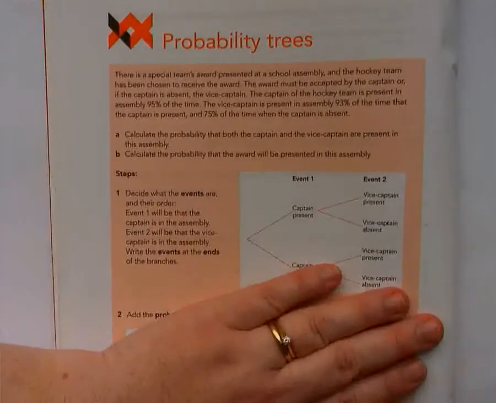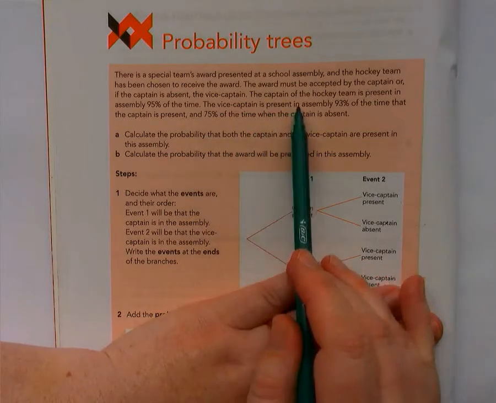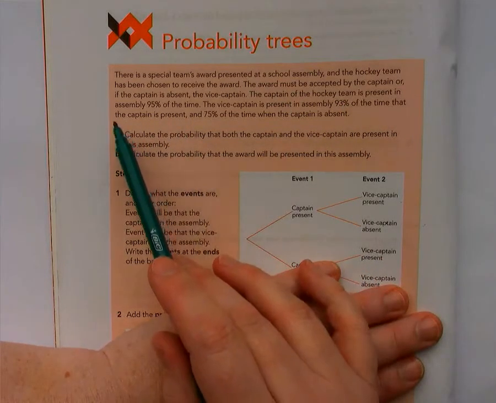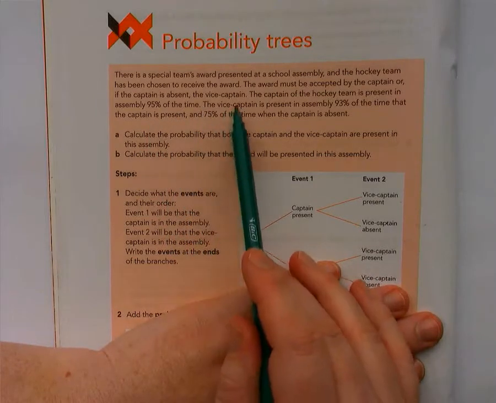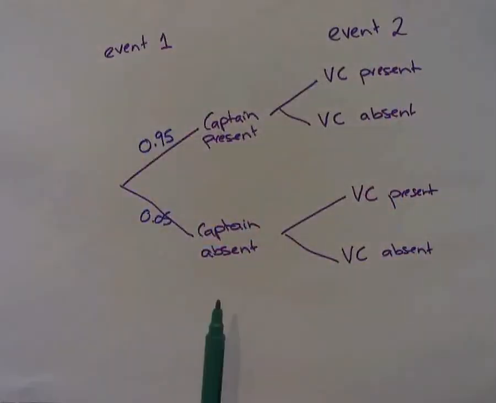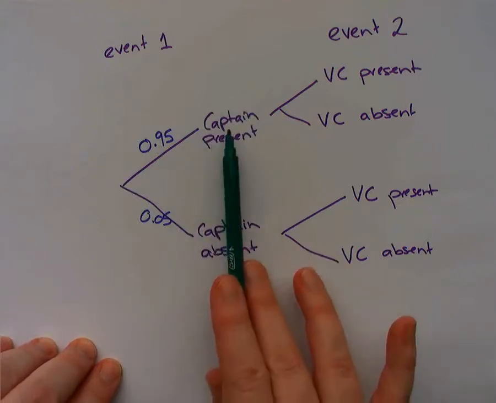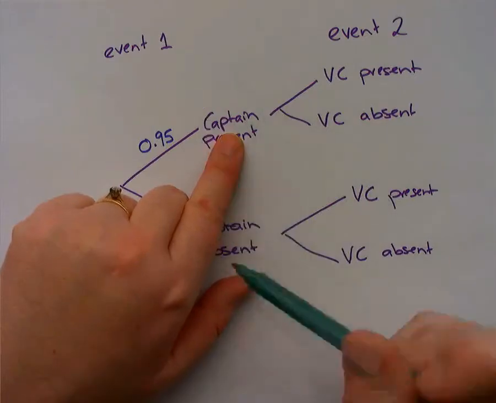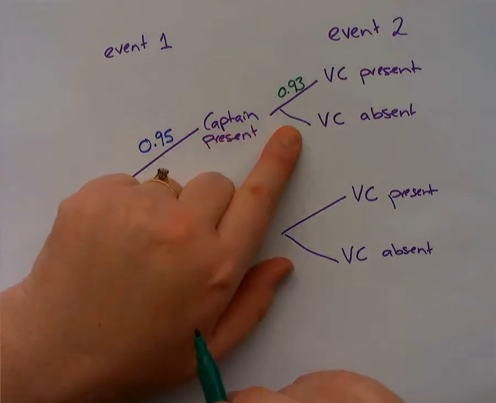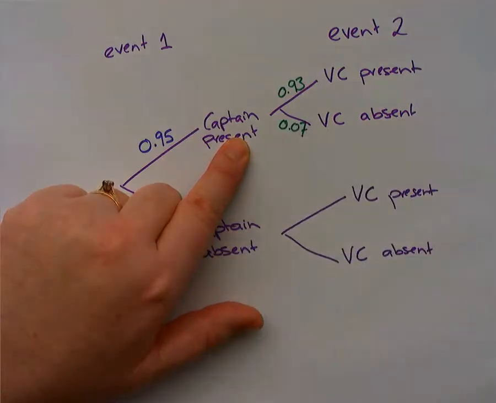Then let's go back and look at our next sentence. It talks about the vice captain being present in assembly 93% of the time that the captain is present. So they're telling us when the captain is present, the vice captain is present 93% of that time, so 0.93, which means there's 7% of the time that the vice captain is absent if the captain is present. That's going to add up to 1, so that is going to be 0.07.